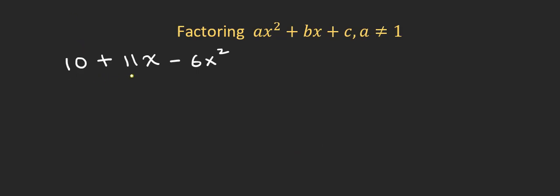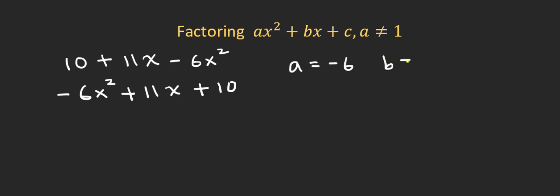Let's take a look at our last example. Notice you got 10 plus 11x minus 6x squared. I want to rewrite this. This is the same thing as negative 6x squared plus 11x plus 10. So now our a is negative 6, b is 11, and c is 10. So let's write it down.